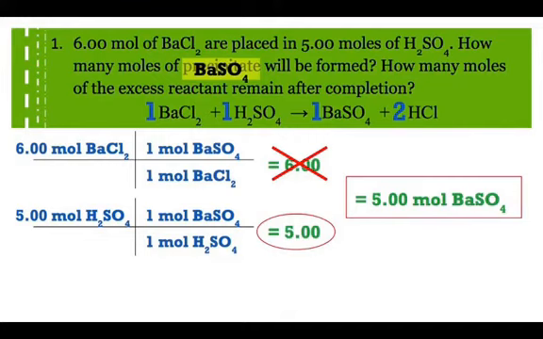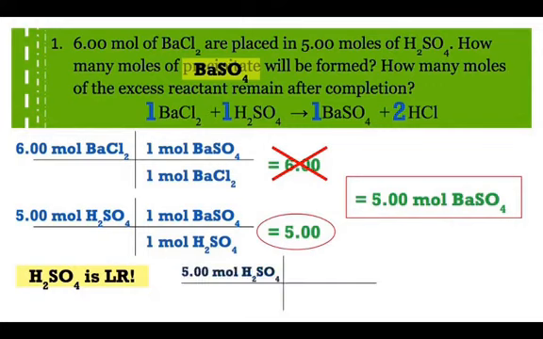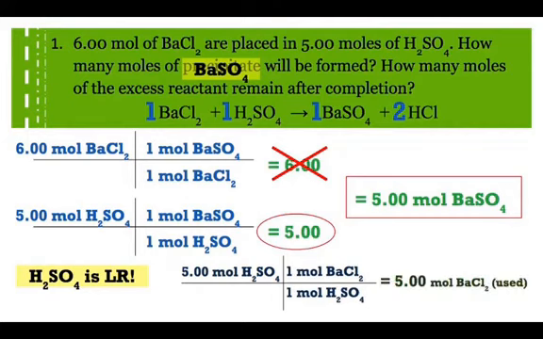That's our answer. And if we follow that back, H2SO4 is the reactant that gave us that answer. So that is our limiting reactant. That's also going to be our starting point in figuring out how much excess reactant is remaining. We take those 5 moles of H2SO4, use that 1-to-1 ratio to find how much barium chloride got used when we reacted 5 moles of H2SO4. Unsurprisingly, that's 5 moles. And since we started with 6, 6 minus 5 means there's 1 mole remaining.